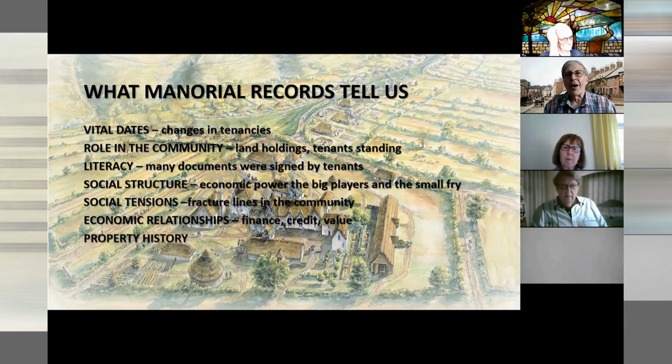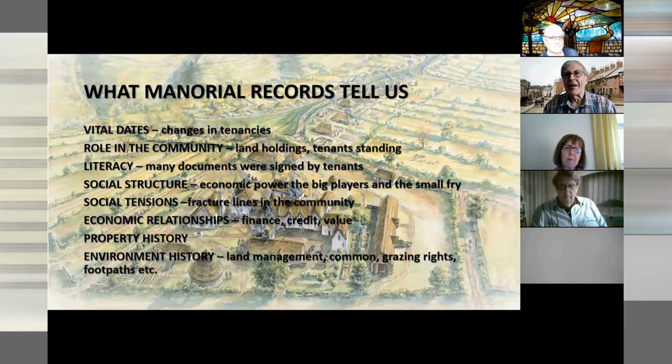If you're doing a property history, then it's extremely useful to find details of the house or the tenement that they occupied. If you're looking at environmental history, then what happened? Where were the commons? Where were the grazing rights? Where were the footpaths that ran through the manor? Because most of these are historically there. A common hasn't just automatically come into something in the 20th century. It's been there for years, centuries.